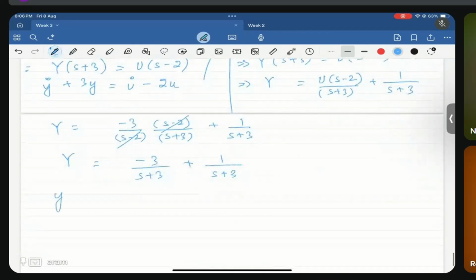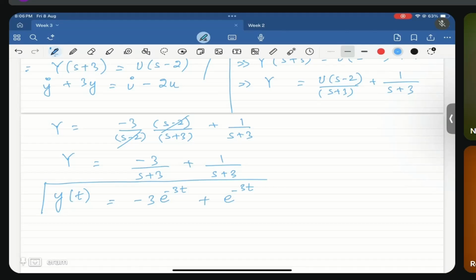Now can you find out y of t? Very simple. It is minus 3 e to the power minus 3t and plus e to the power minus 3t, right? Now tell me what is the steady state value. At t goes to infinity, what is y? This term will go to 0 and this term will also go to 0. So it is 0. Clear to everyone? So the answer is 0.